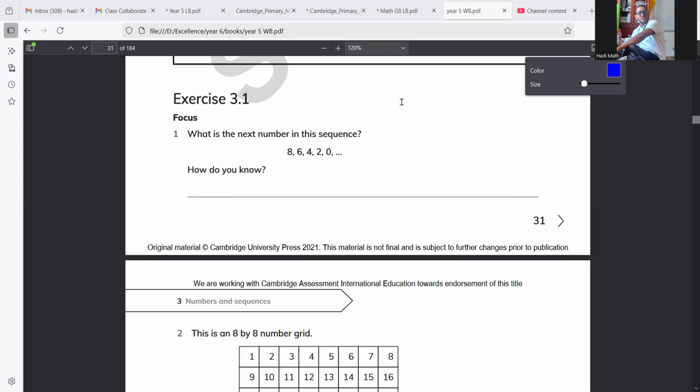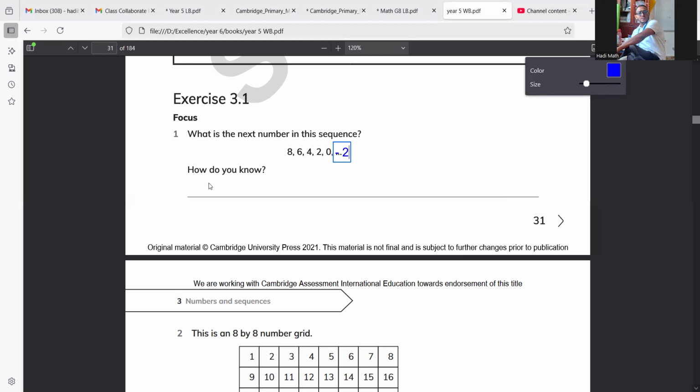Question number 1. What is the next number in this sequence? All you need to do is look at the sequence. What do we do every time to move from one term to the other? It is 8, 6, 4, 2, 0. If you see, every time you do what? Every time you subtract 2. So what you need to do is just say 0 minus 2. Okay, the answer is what? It's negative 2. So your next term is negative 2.